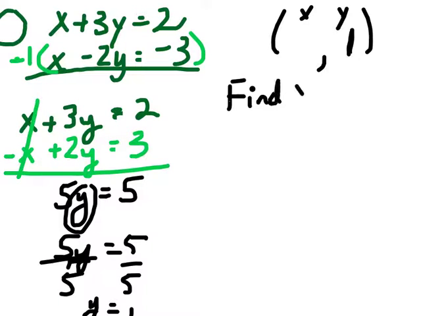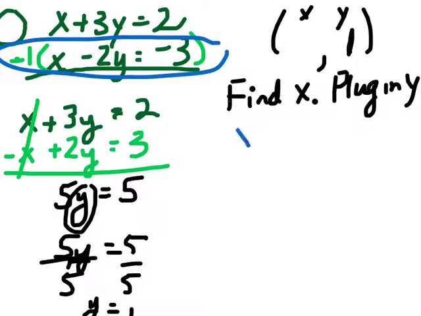I'll plug in y. I'll just pick an equation. Either one's fine, whichever one I like the best. I am going to go with the second one. Okay, so I'm choosing the second equation here. X minus 2y is -3. I'll just take it the way it was originally written.